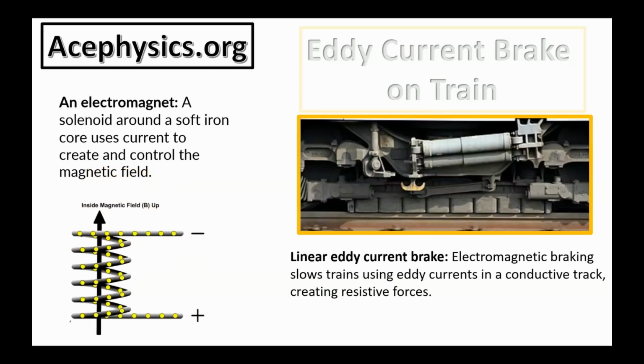An electromagnet is created by passing an electric current through a coil of wire, typically wound around a ferromagnetic core. The strength of the magnetic field depends on the current applied.